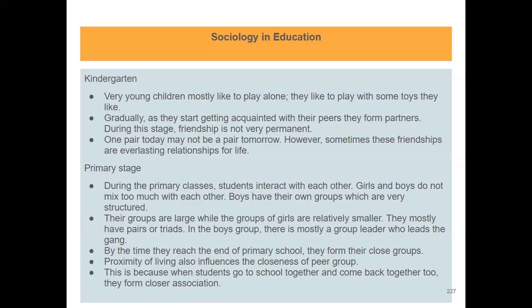So what causes them to be very close friends? Normally, if they live close by, if they go back home at the same school service or school van or school bus, there's enough time to talk with each other, have more relationship. So the proximity of living influences the closeness of the peer group. That is because they go to school together and come back together, and sometimes they are family friends. The families are also friends. So they have much more time to get along with each other.